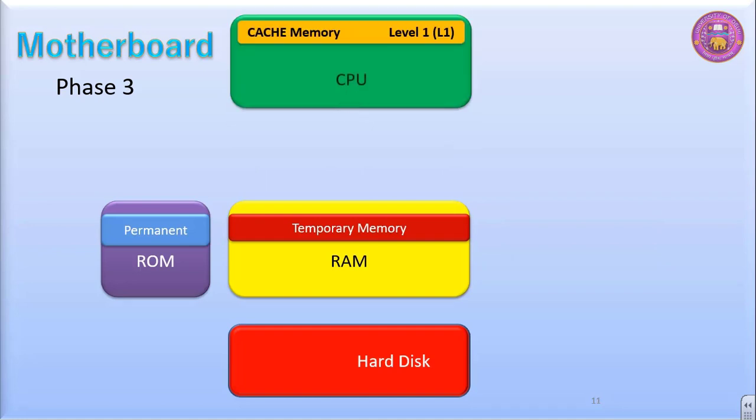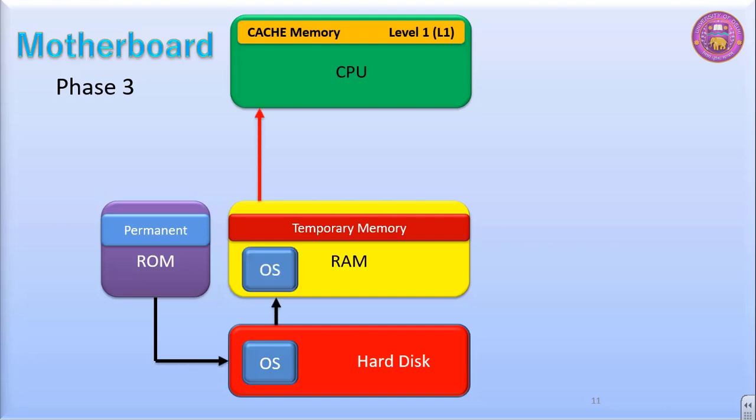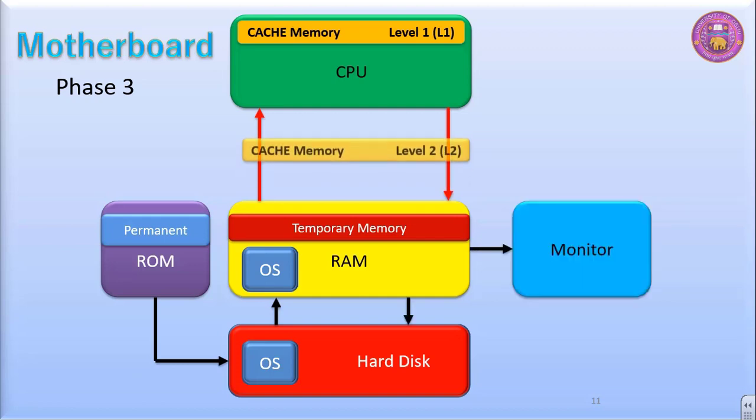We move on to phase 3. In phase 3, we know that the CPU has L1 cache memory within itself. In phase 3, on the motherboard, we introduced one more cache memory and we named it L2. Now look, how does it function? The CPU stores some of the frequently required instructions in L1 and some in L2.